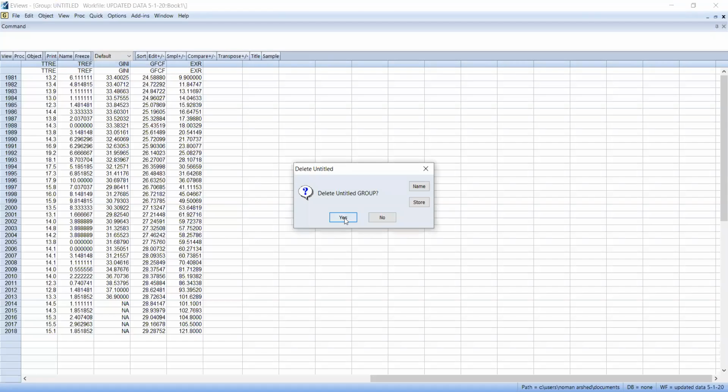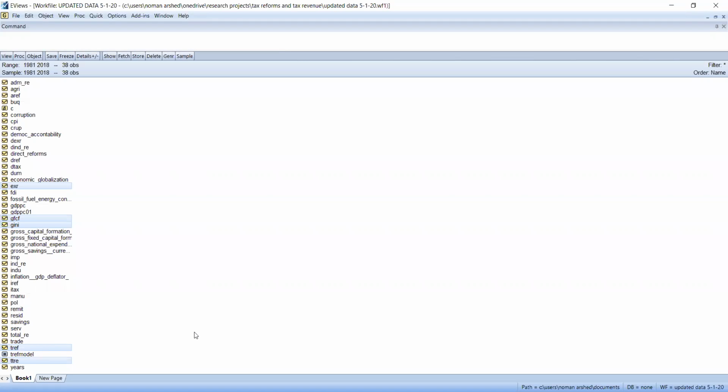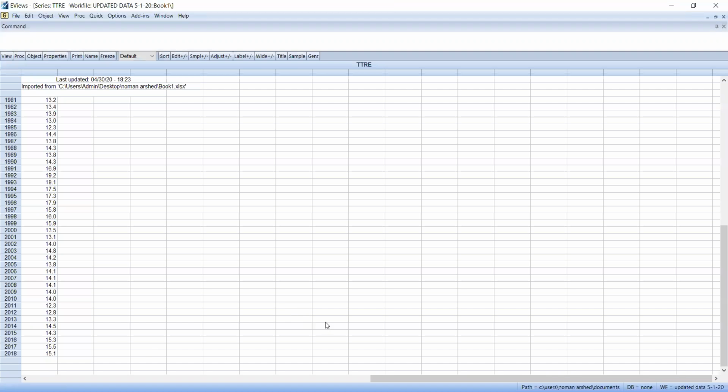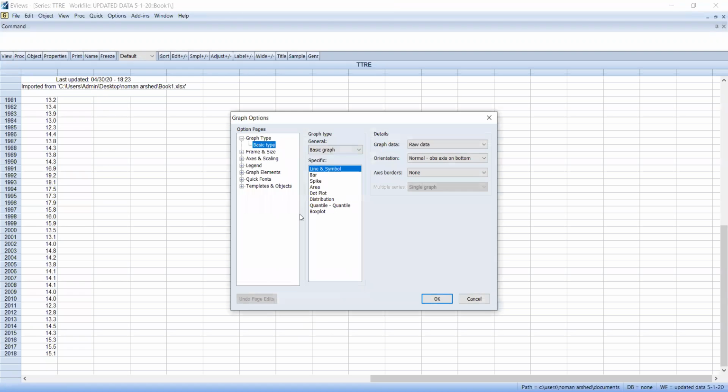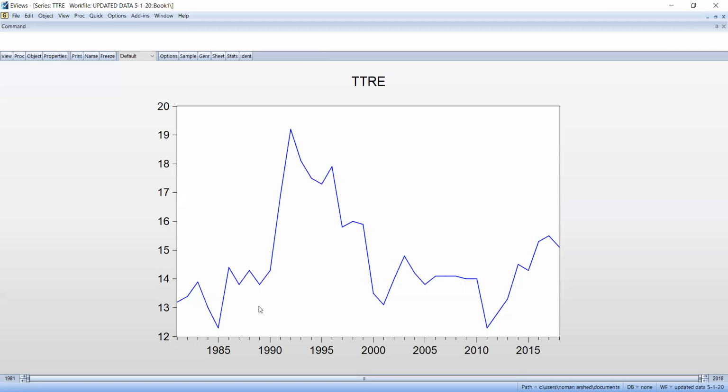First of all, before we start the Johansen approach, we need to make sure that our variables are non-stationary. So I will open the tax reform variable and make its graph. The fastest way to make a graph is to open the variable and go to graph. When you press graph, it will ask what type of graph you want. So when I press OK, it will show me a graph of the data. I observe that this data is not starting from zero. It has some positive value.